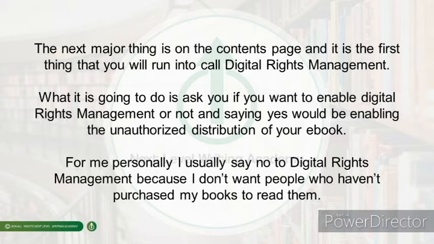The next major thing is on the contents page, and it will be the very first thing that you run into, called digital rights management. What this is going to ask you is if you want to enable digital rights management or not. By saying yes, you would be enabling the unauthorized distribution of your ebook. So for me personally, I would say no to digital rights management because I do not want people who did not purchase my book to read it.